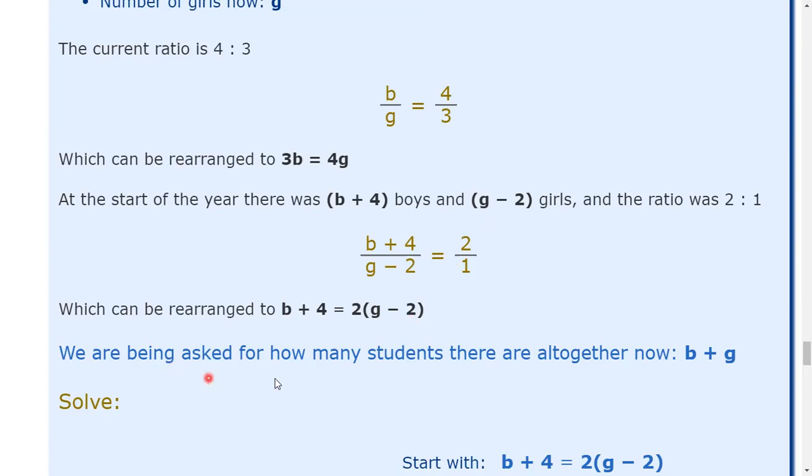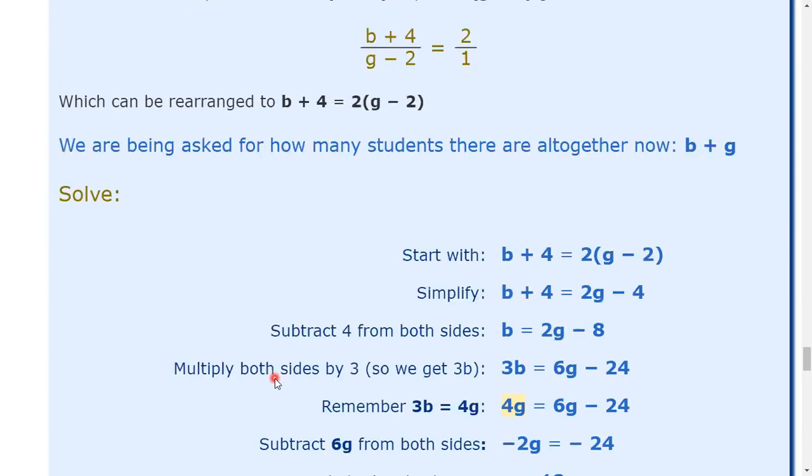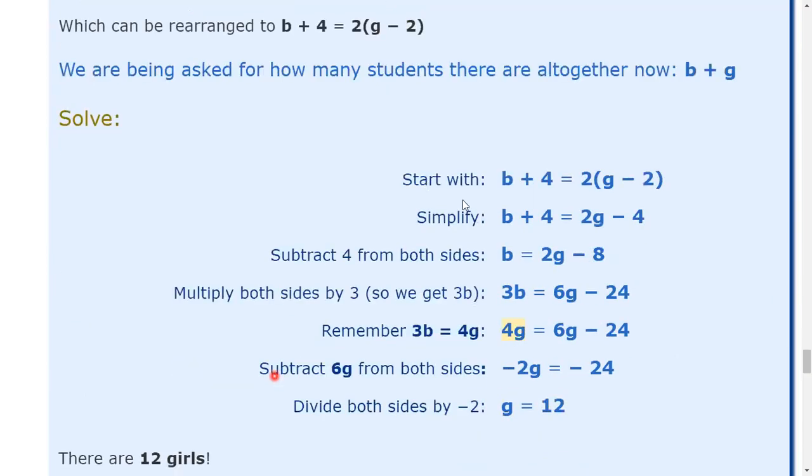We are being asked for how many students there are altogether now, b plus g. We are looking for b plus g. So at present, after the 6 months, b plus 4 is equal to 2 into g minus 2. Simplify: b plus 4 as it is, we are multiplying this to 2g and this will become minus 4. Subtract 4 from both sides just to get rid of this 4 on the left hand side. So we get b is equal to 2g minus 8.